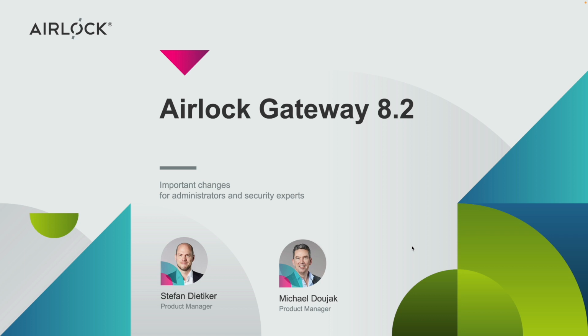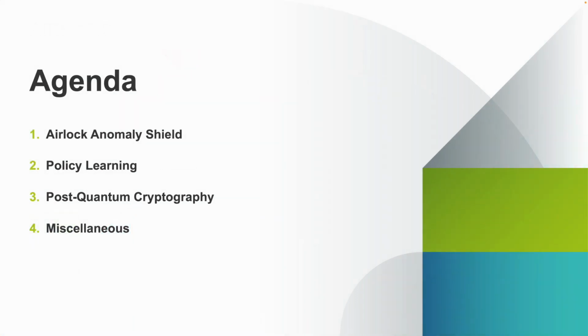We have quite a few topics that we want to cover, and those topics are the Airlock Anomaly Shield and all the new features that we'll bring with Gateway 8.2. And then Stefan will take over. He will present you some news about policy learning and how to make it a lot easier. He'll look into the future with post-quantum cryptography, and there's also a few miscellaneous features that he'll cover. But let's get started with the Anomaly Shield.